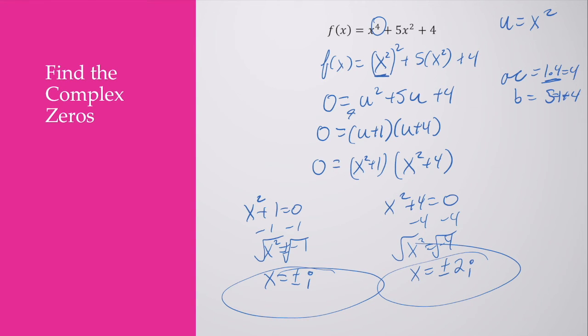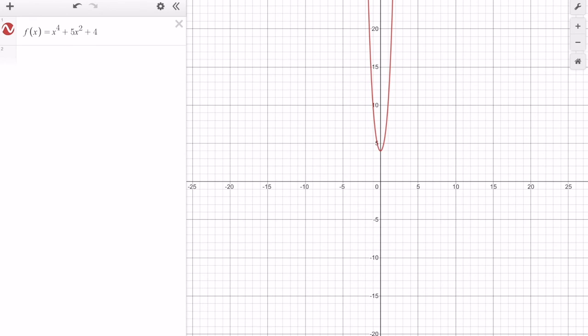It's important to note that it only has complex zeros. So if I have complex zeros, that means that my graph doesn't touch the x-axis. So why don't we graph this in Desmos and see what it looks like? So here's a graph of our function. As you can see, it has no x-intercepts, which is why it has complex zeros.